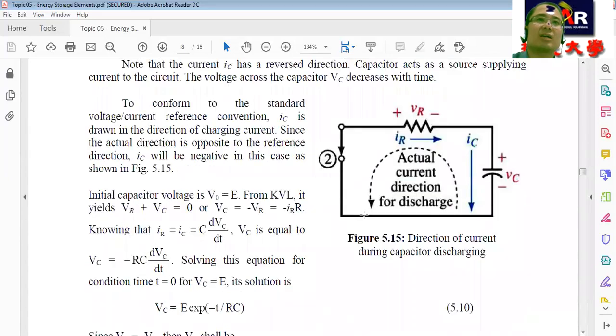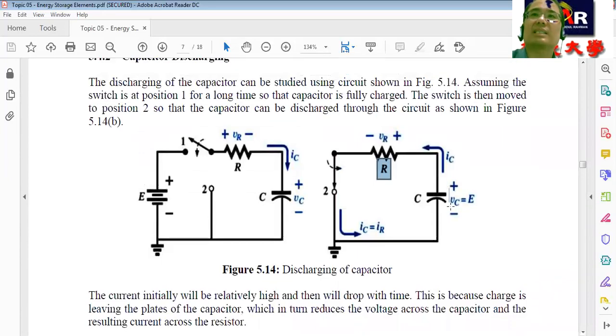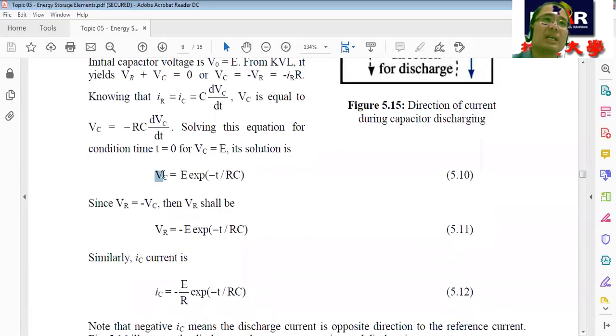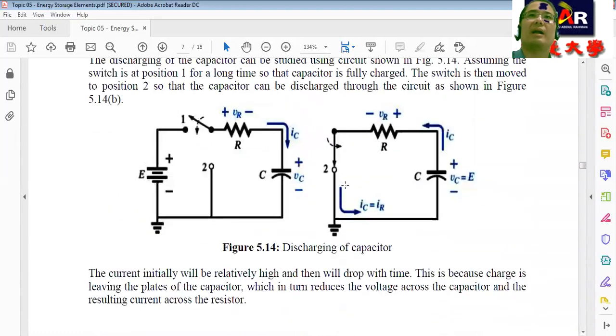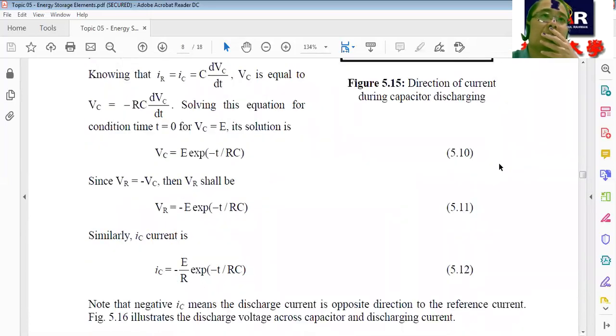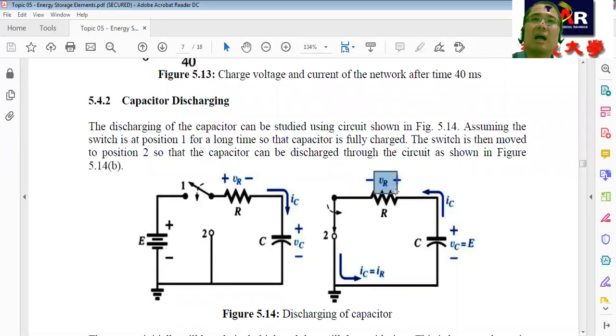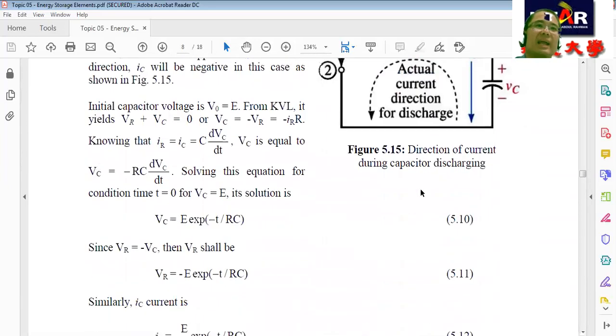Then the capacitor discharge equation. VC for discharging is equal to E exponent minus t over RC. RC is the tau, the same R and the same C as before. Then VR for discharge becomes negative: minus E exponent minus t over tau, RC.